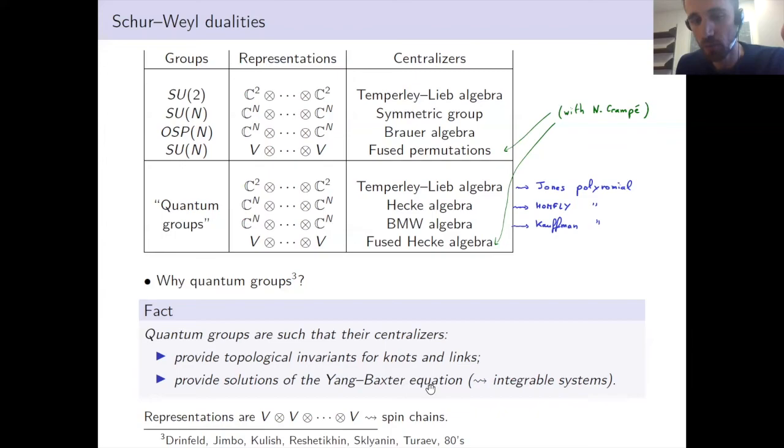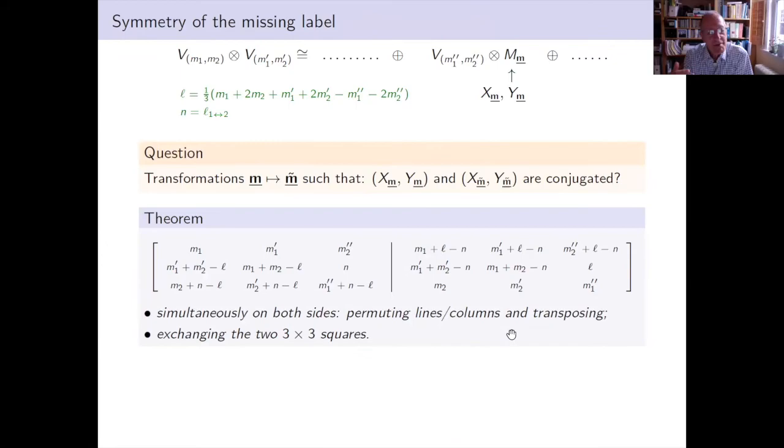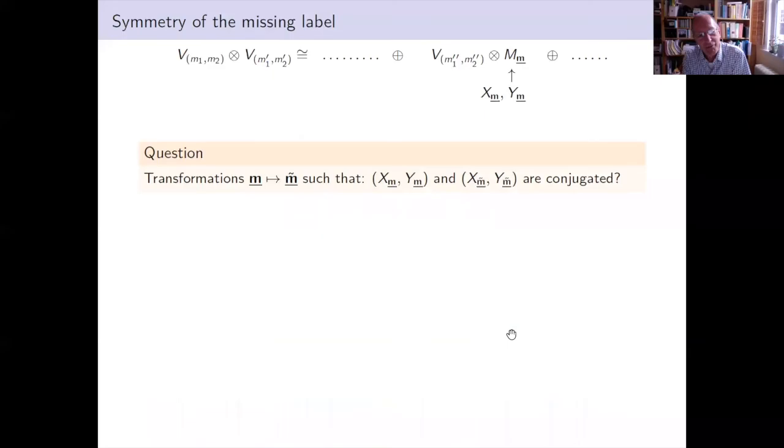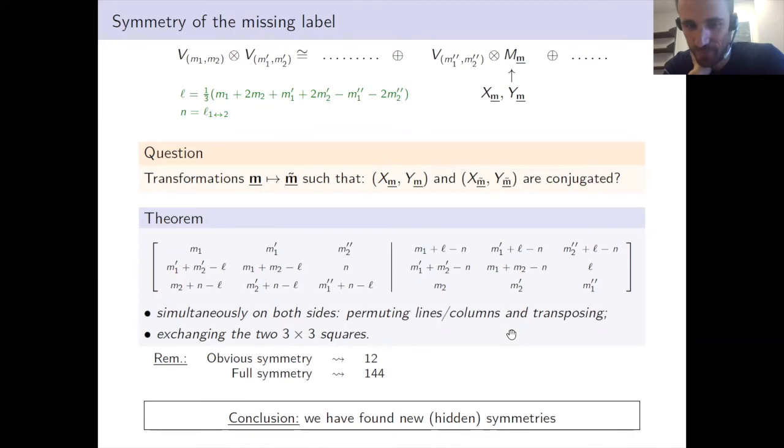Okay, Ivan. Two questions. Thank you very much. On the almost last slide, the one before the last one, you are counting your generators or your symmetries. After the 12, yes. That's probably the permutation of lines and columns that you're counting, right?